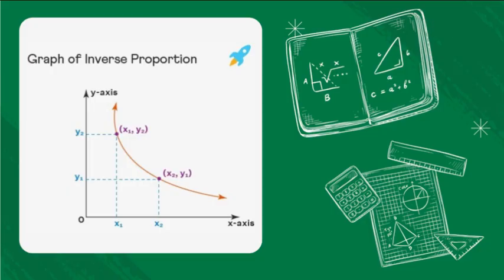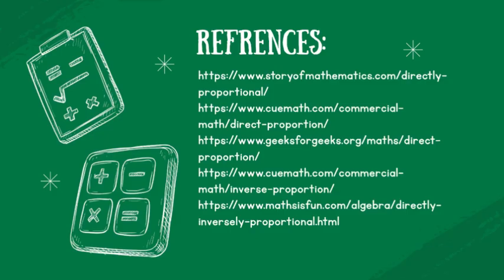In an inverse proportion, the product of x and y is always the same. So x1 times y2 equals x2 times y1. For example, if you move faster and the speed is increasing, the time taken for a journey becomes shorter. This is exactly how inverse proportion works.